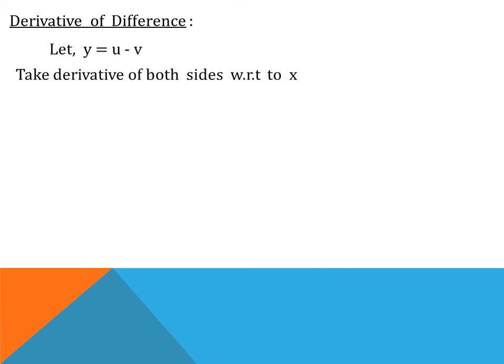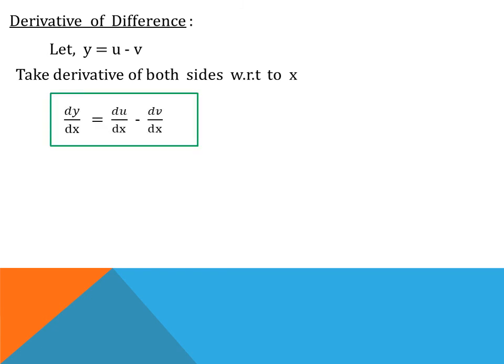So similar to the first one, our next property is called the derivative of difference. So here we have been given y is equal to u minus v, so that is difference of two terms. So just like the previous one, dy by dx will be derivative of first term minus derivative of second term.